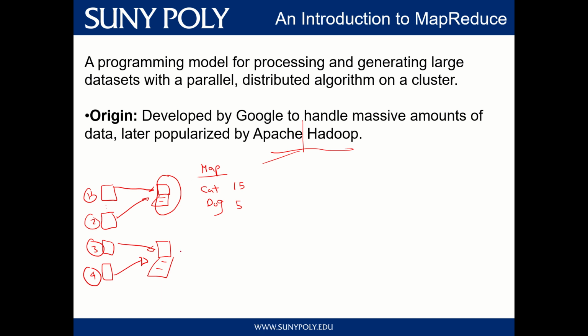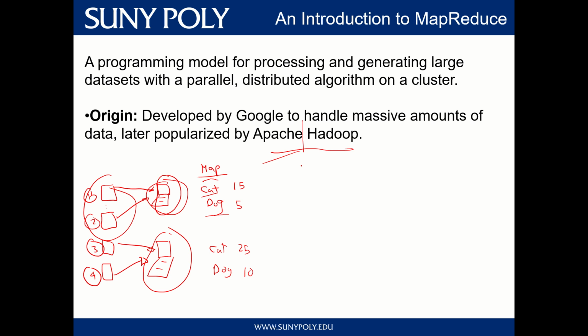Similarly, this machine is counting the number of times the word cat appeared. Let's say 25. And dog, 10 times. So these are the key-value pairs. That's how they're called in the map. Now we have counted each of these words, cat and dog, but only for the first two files in the first machine and the other two files in the second machine.